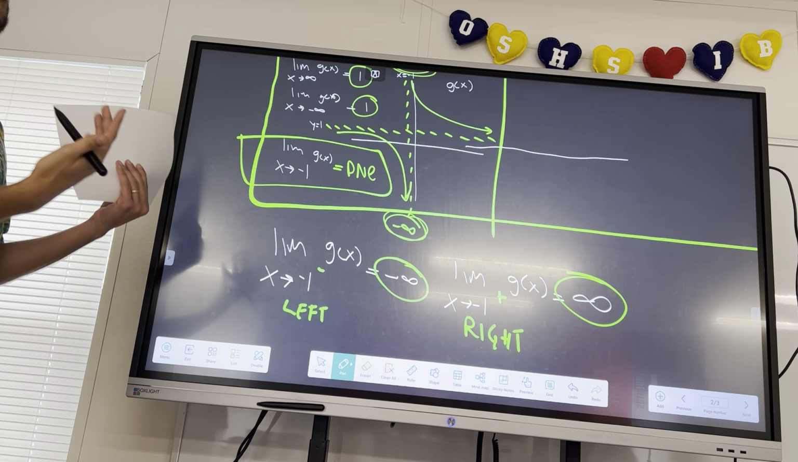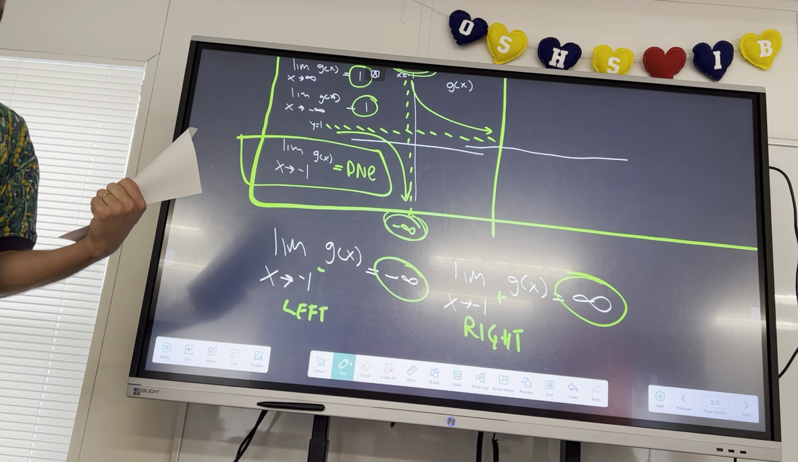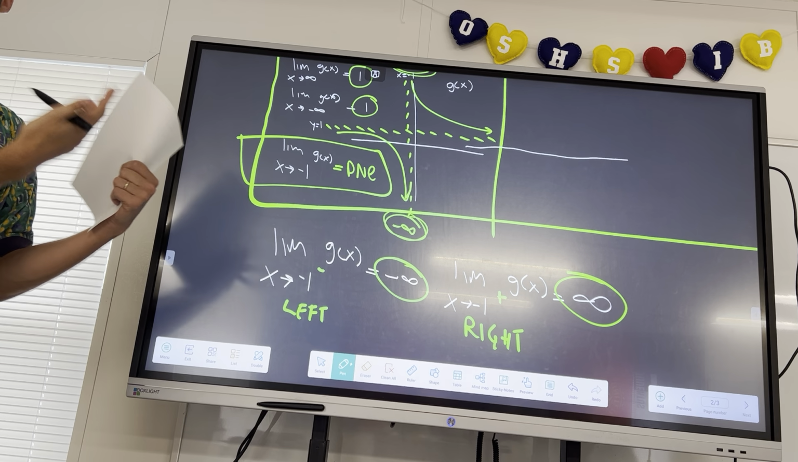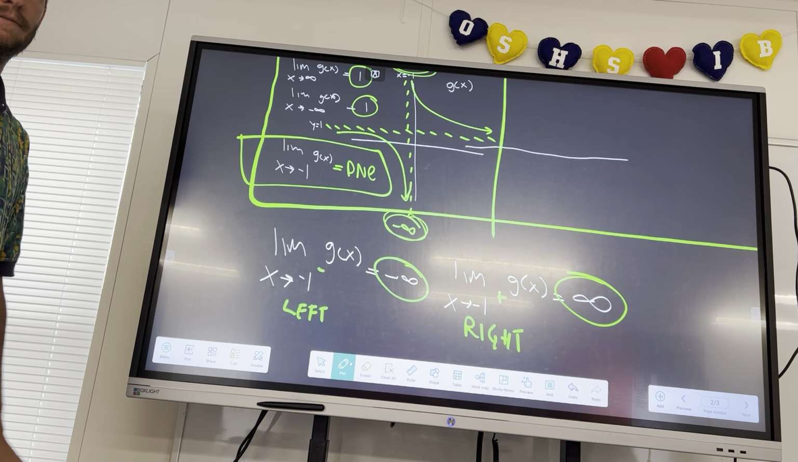In order for a limit to exist, both sides have to agree, which almost always happens, except when you have an asymptote, they don't do a very good job agreeing. And so we just say it does not exist. Okay.